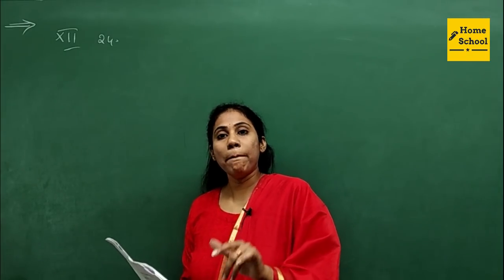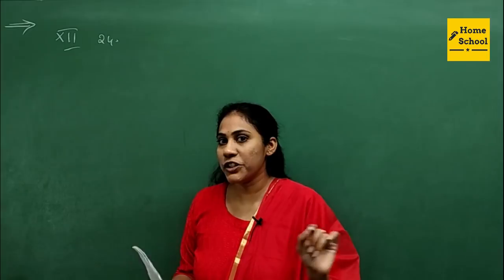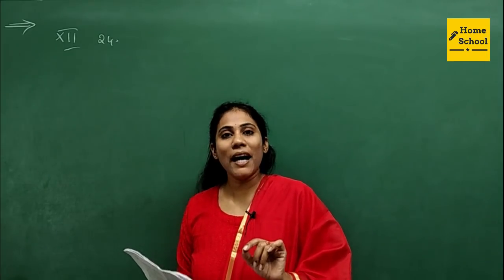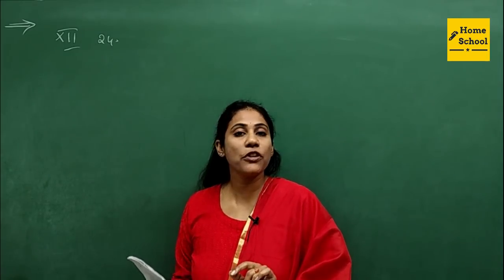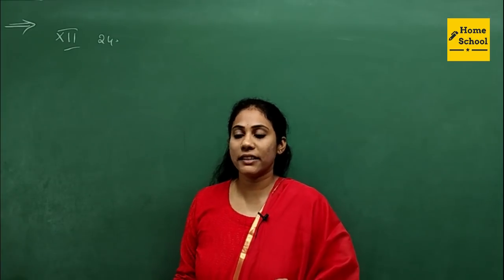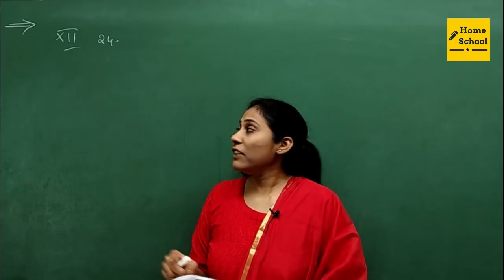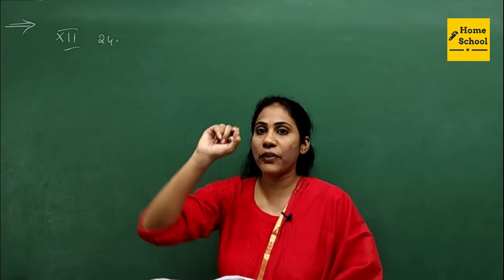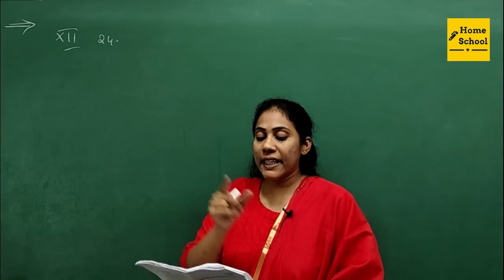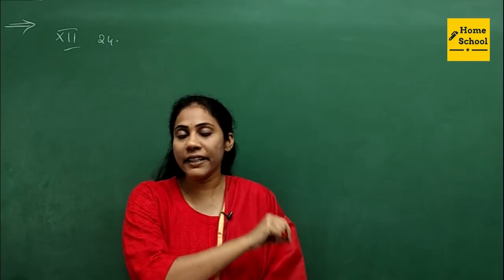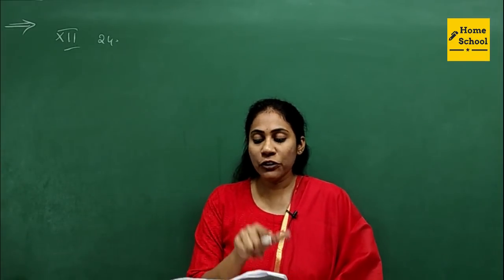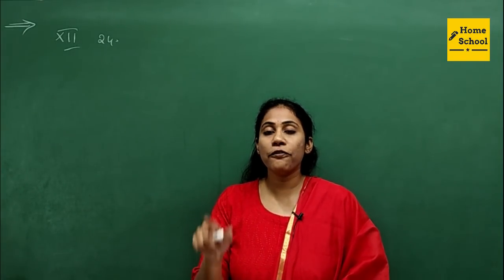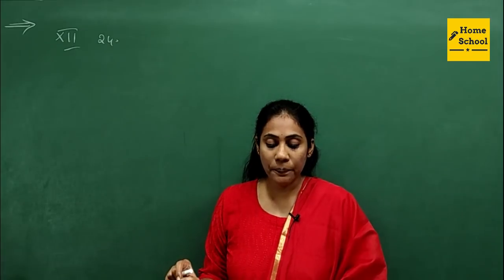And coming to part C, that is the biology part. This biology part has a total weightage of around 27 marks. Your bio part will start from 12th main onwards, that is the 24th question. Till the 23rd, you had seen it in the chemistry part. And now the 24th question. There are 4 MCQs here.